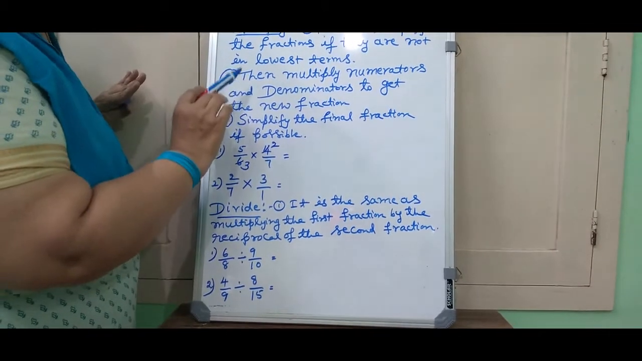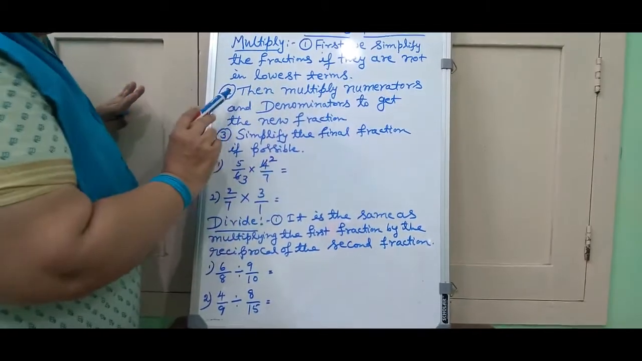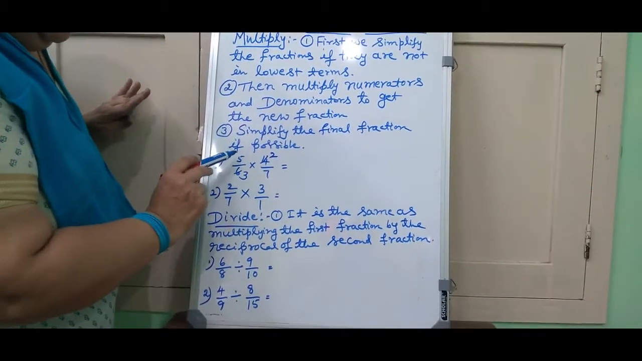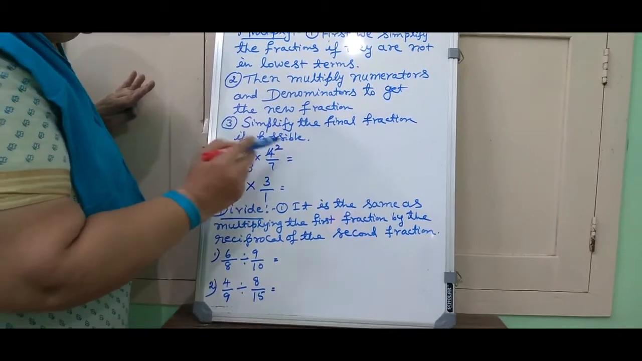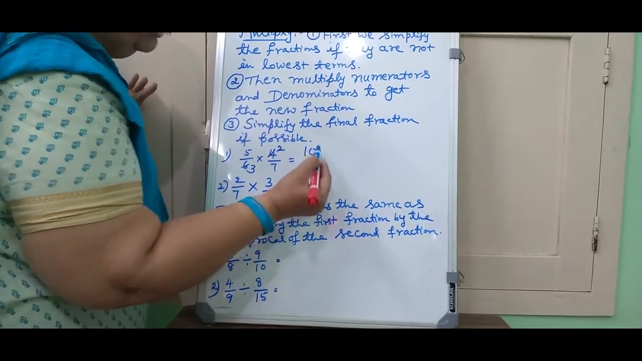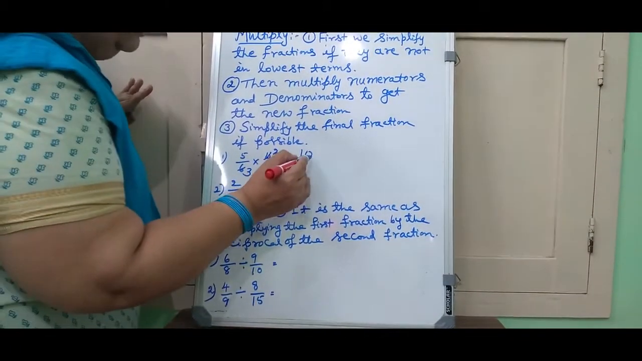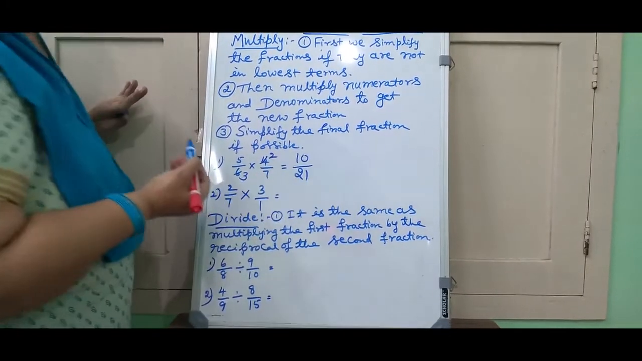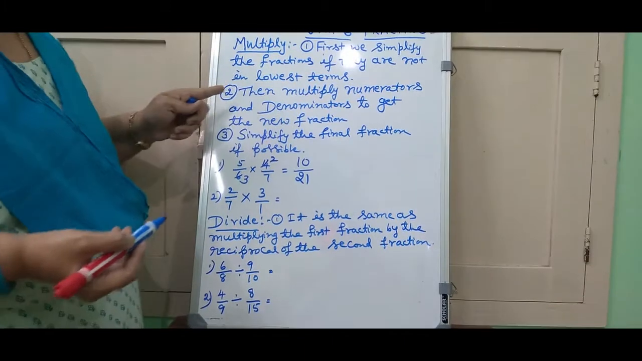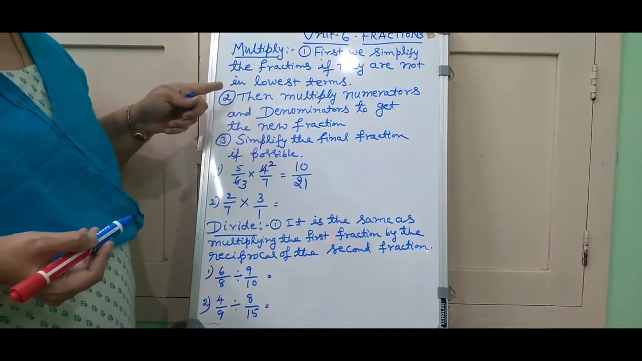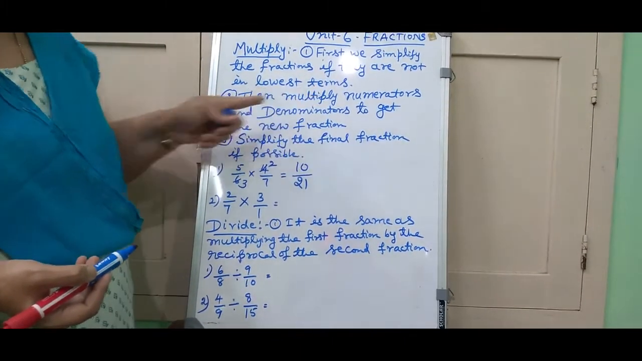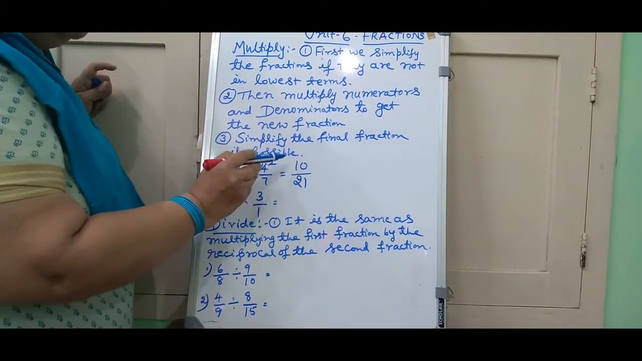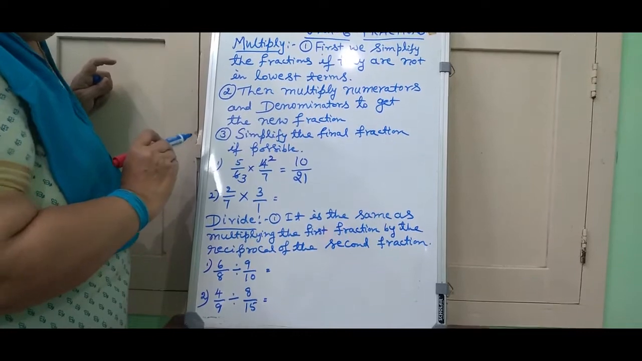And then what should we do? Multiply the numerators, the second point here. What are the numerators? 5 and 2, so 5 2s are 10. Next, multiply the denominators: 3 7s are 21. Multiplying the numerators and denominators gives the new fraction. For the given problem, the new fraction is 10 by 21.